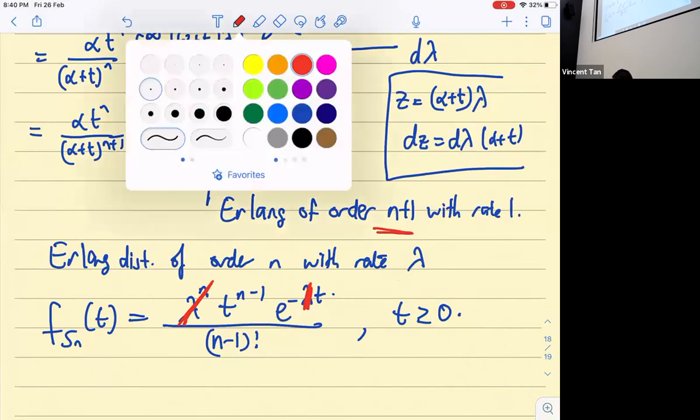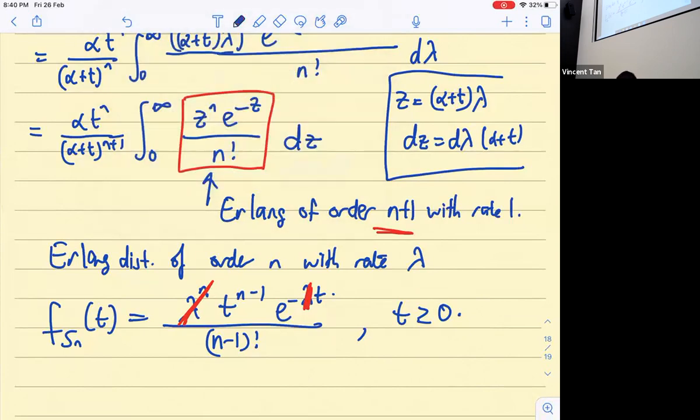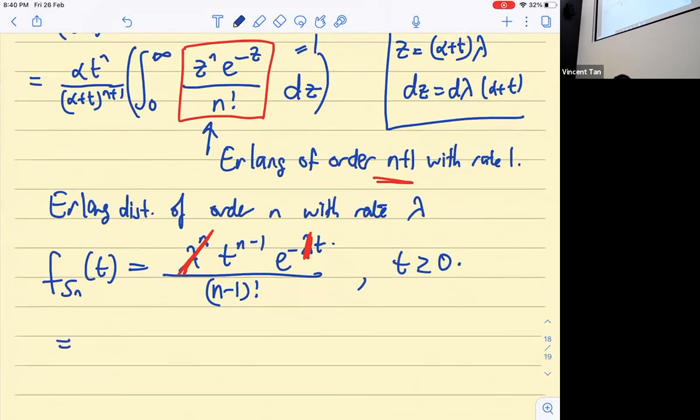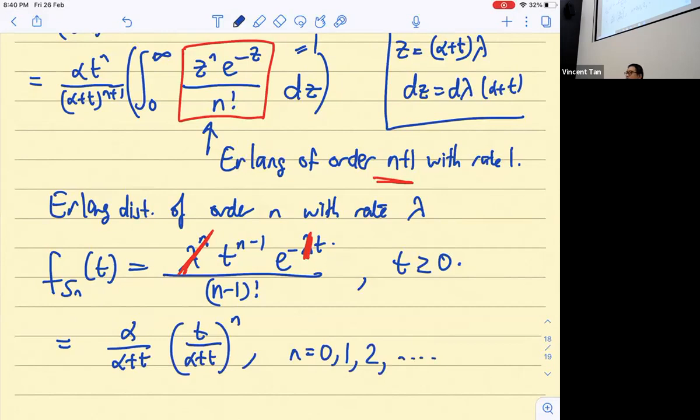This is a very painful way of doing it, and I'll show you a nice way. The point is that this integral here is equal to 1. So what are we left with? Alpha t to the power n. We can write this in the following way: alpha over alpha plus t, times t over alpha plus t, raised to the n, for n equals 0, 1, 2, and so on. This way makes you think of something that starts with the letter G: geometric, right?